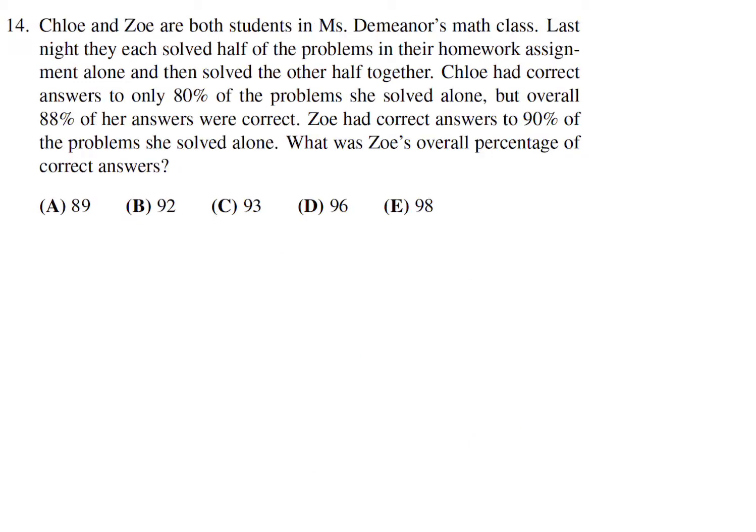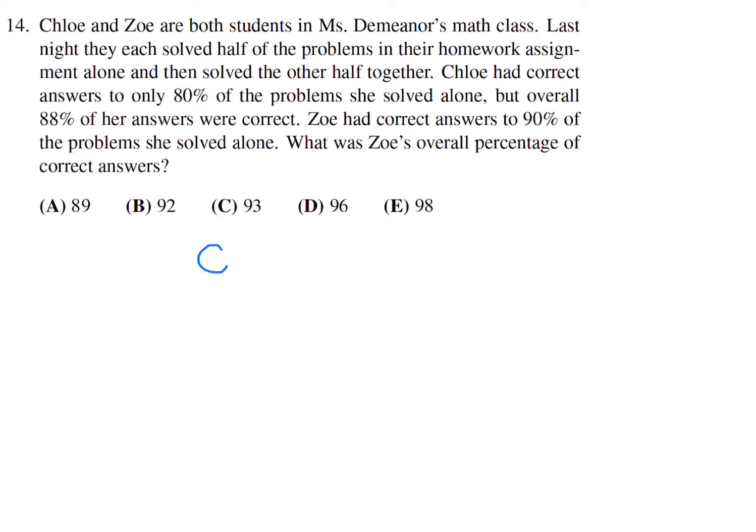Chloe and Zoe are both students in Miss Demeanor's math class. Last night, they each solved half of the problems in their homework assignment alone and then solved the other half together. Chloe had correct answers to only 80% of the problems she solved alone, but overall, 88% of her answers were correct. Zoe had correct answers to 90% of the problems she solved alone. What was Zoe's overall percentage of correct answers?